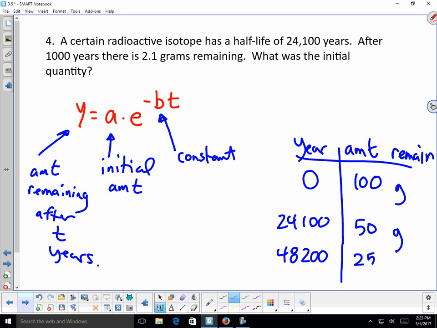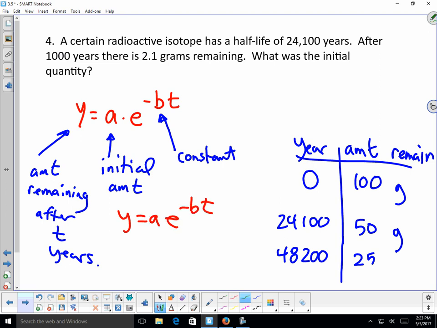Okay, so for this problem, we don't know this constant, right? But they're saying in 1,000 years, there's going to be 2.1 grams remaining. Guess what? We're not ready to plug in 1,000 anywhere or 2.1 anywhere. We must find this constant first. And the only way to find the constant first is to use the idea that the half-life is 24,100. So here's my model, A, e to the negative bt.